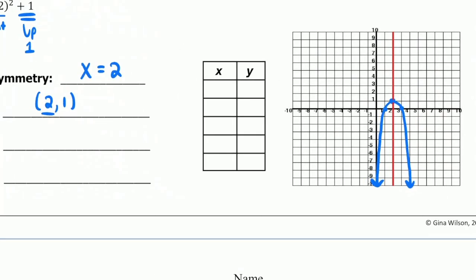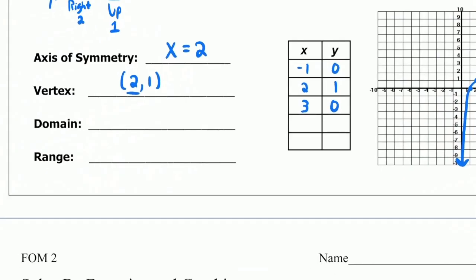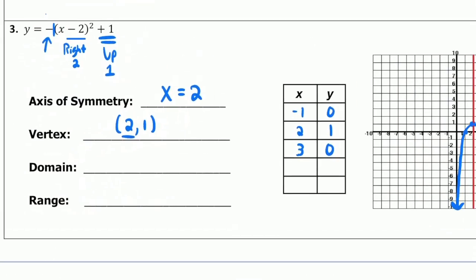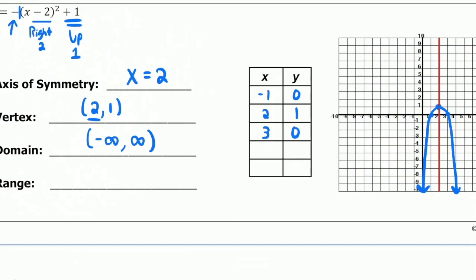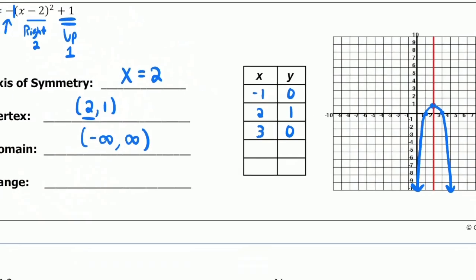Again, put the points in my table. So -1, comma 0, 2, comma 1, and then 3, comma 0. And then lastly, my domain and my range. So again, all real numbers, -infinity to +infinity, for my domain. And then for my range, since I have a maximum at this point, I know it's going to start coming from down forever. And then it's going to end up going up to the highest point at +1 on my y.